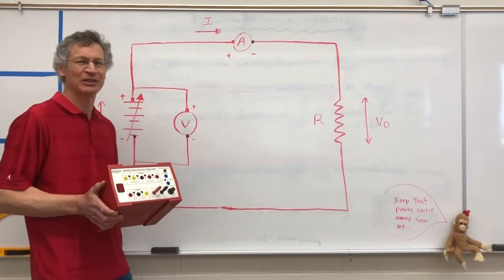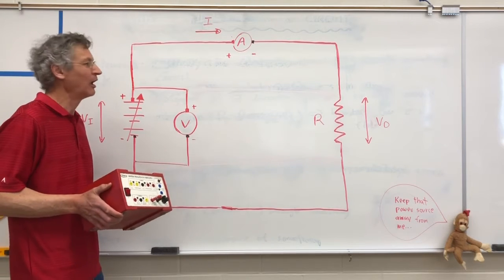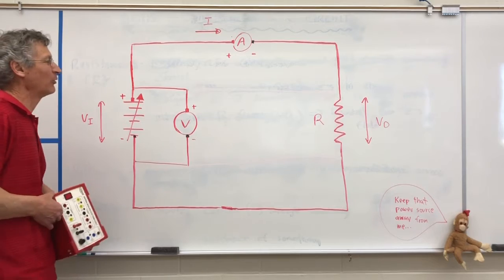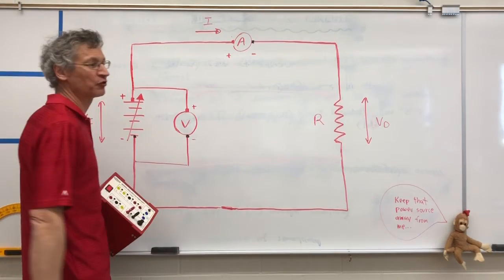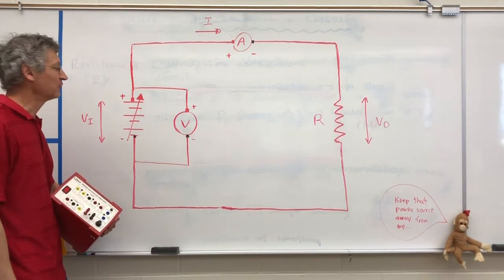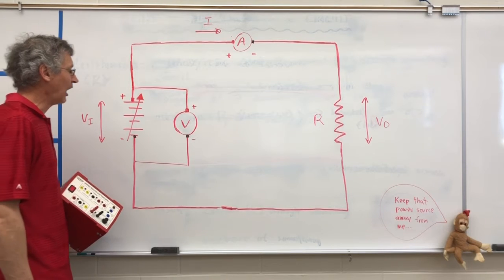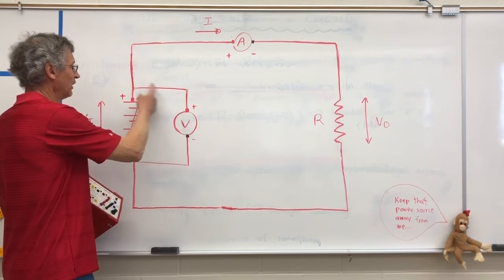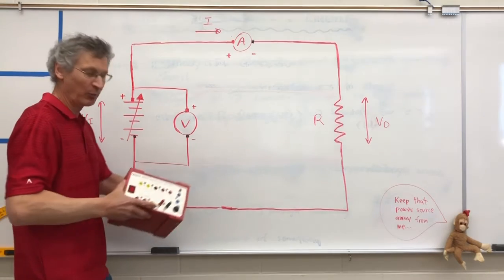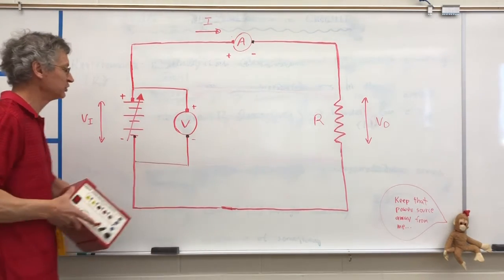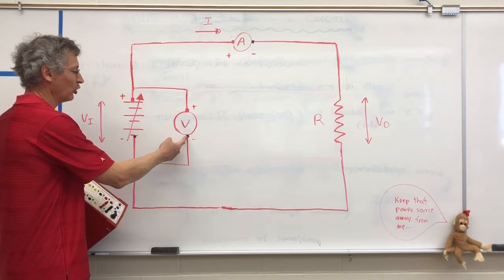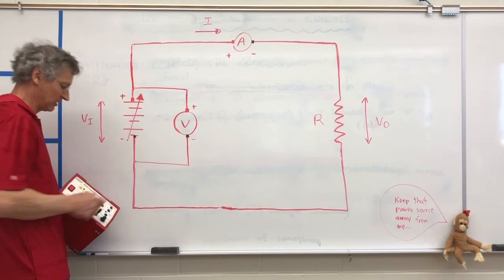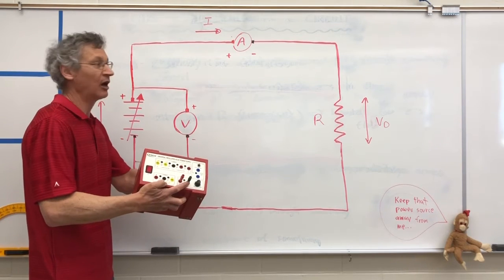I'm just about to build the actual circuit, and one thing I should point out is that when you're actually building a circuit, however the diagram is drawn, you put the circuit together exactly the same way. For example, the red or positive terminal of the voltmeter is going to go to the red or positive terminal of the variable voltage source. The black or negative terminal of the voltmeter is going to go to the black or negative terminal of the voltage source.